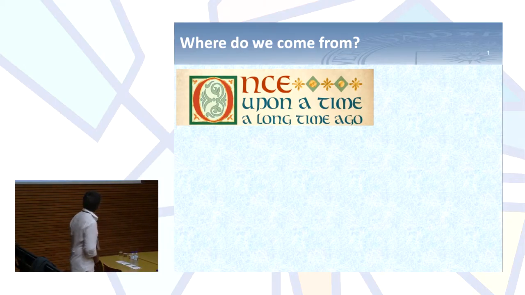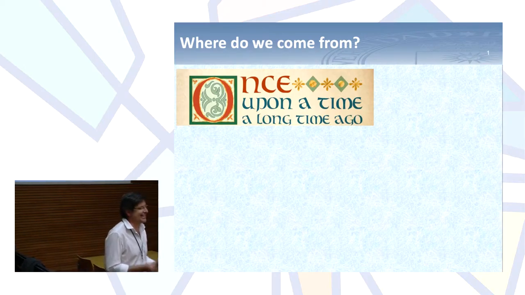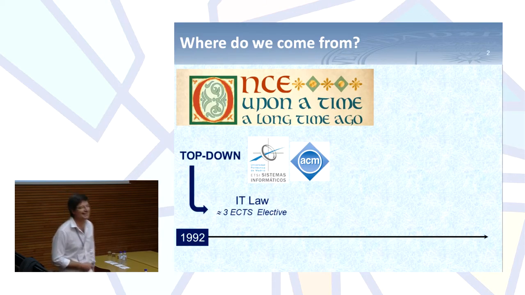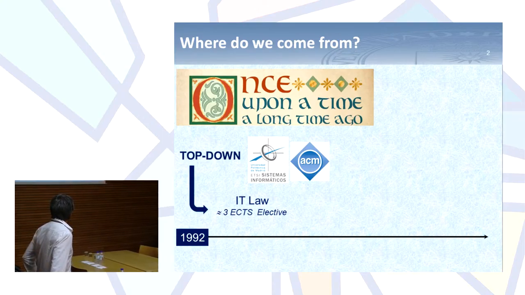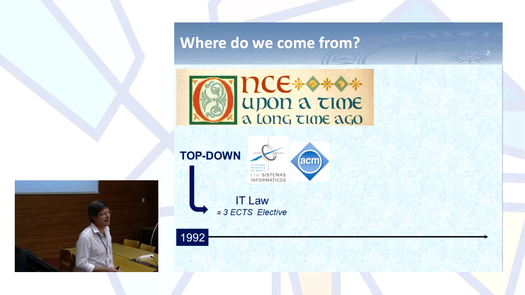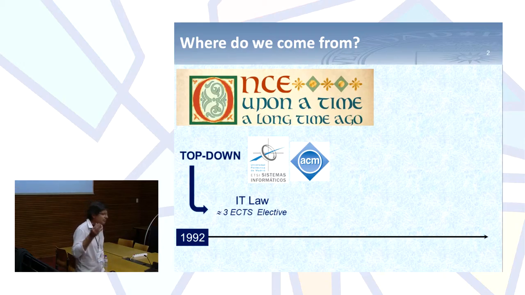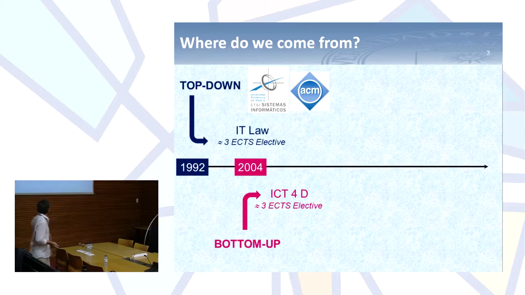Once upon a time, a long time ago in the last century, in the 90s, the first step was in 1992, when an elective subject about IT law was introduced from the top-down approach. The dean of the school wanted to introduce it, and the teachers didn't understand this. Why? The important things are mathematics, technical programming, algorithmics, and so on. And that was the only thing about that.